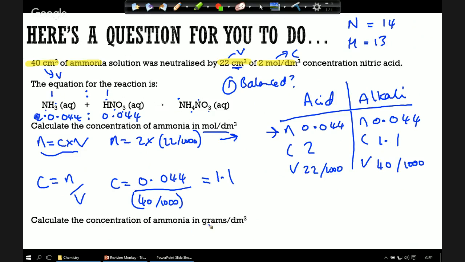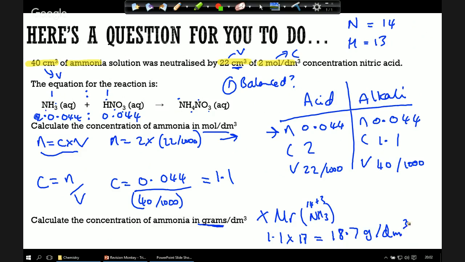Then the equation asks us for the concentration in grams per decimeter cubed. So we need to multiply by the relative formula mass of ammonia, which is NH3. The relative formula mass of ammonia is 17, which is 14 plus 3. So then we have 1.1 multiplied by 17, which gives us the concentration of 18.7 grams per decimeter cubed.